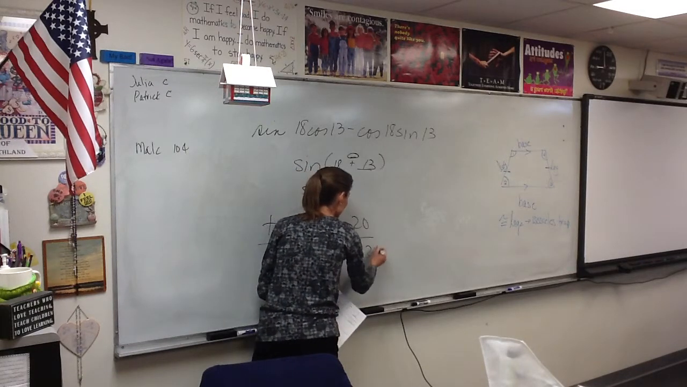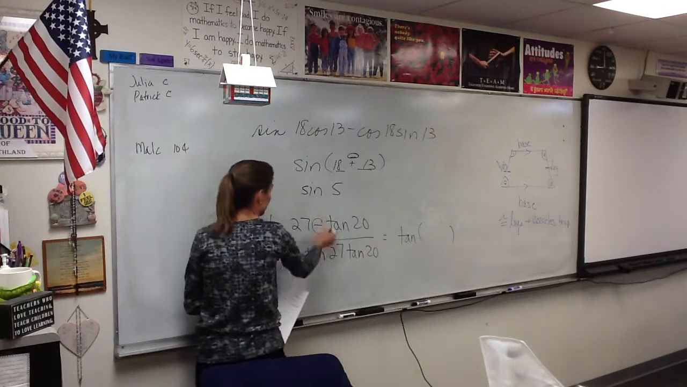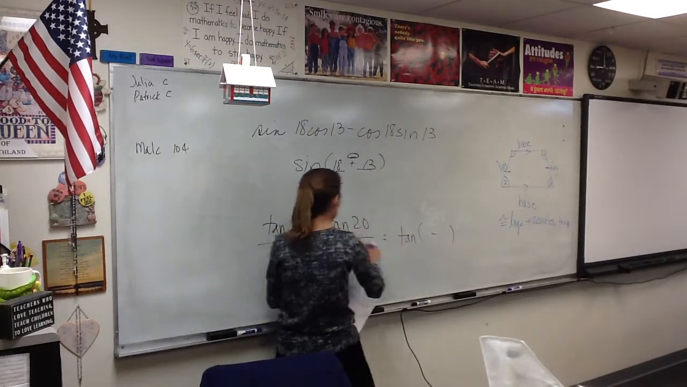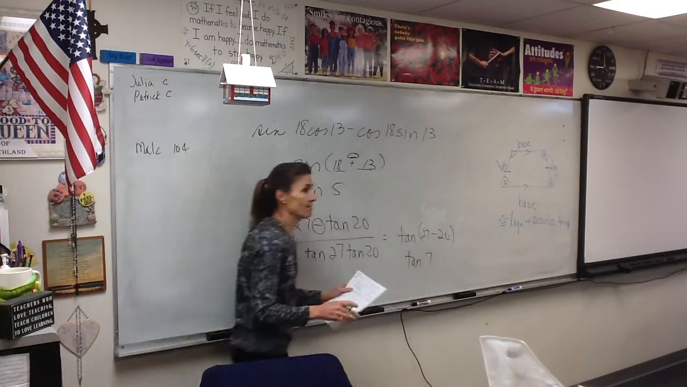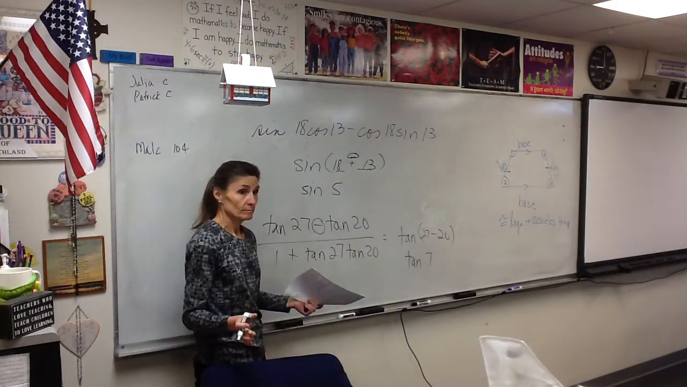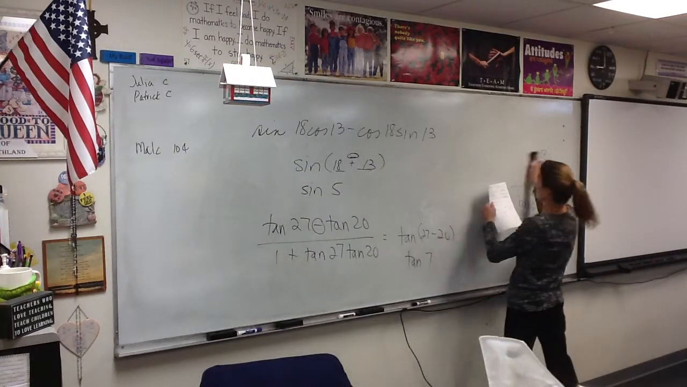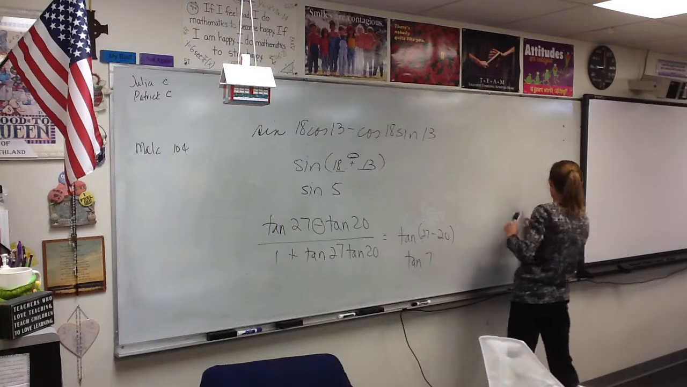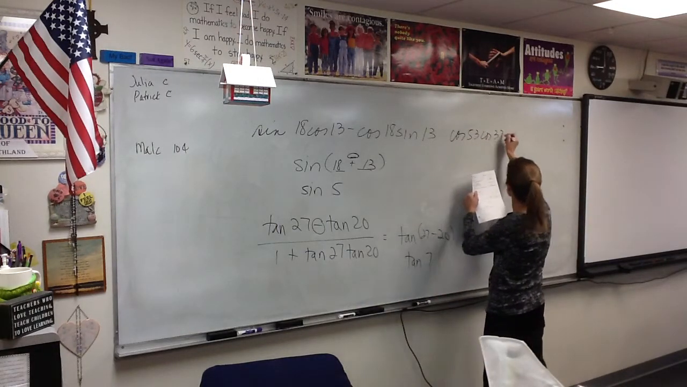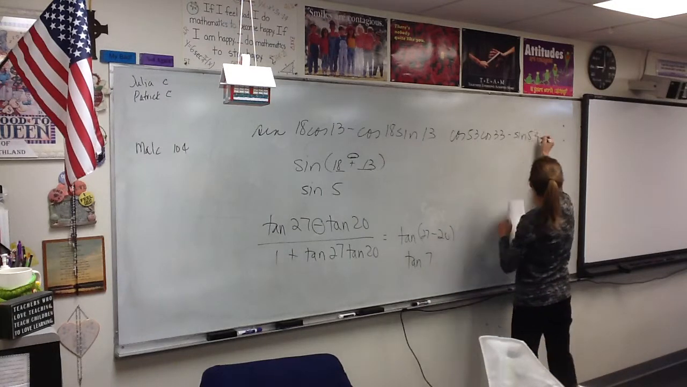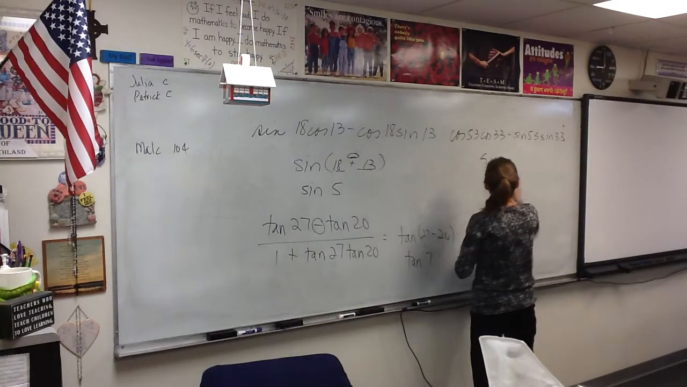This is what kind of a formula? Tangent. Plus or minus? Minus. So this is 27 minus 20. This is a formula for the tangent of 7. Okay? Then we've got cosine, cosine, minus sine, sine, which is a cosine formula, the formula of cosine.